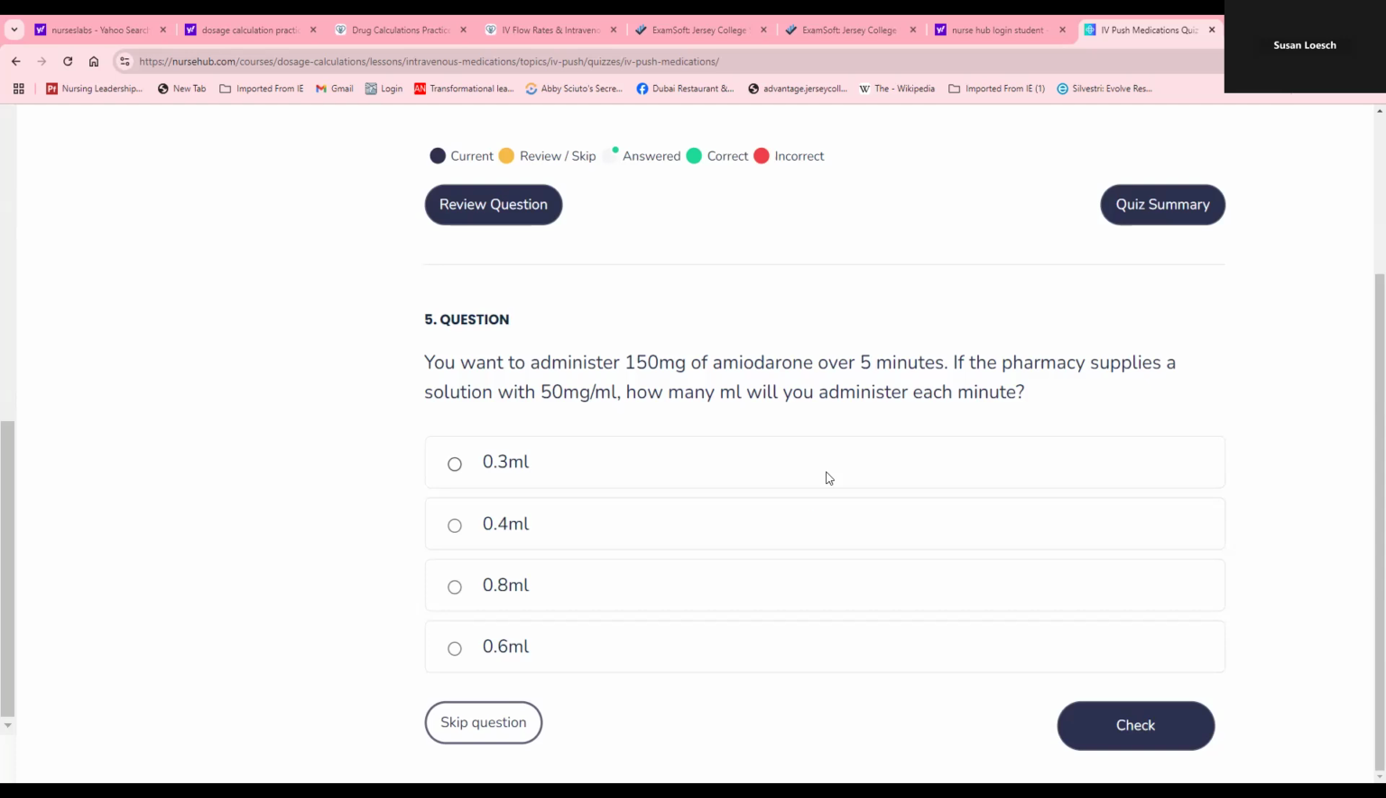Should get 0.15, right? Yeah. So that's how much you're giving every 15 seconds. Now, if you take 0.15 and you multiply that times 4, that tells you you're giving 0.6 every minute. And that's what you just decided a little bit ago, right? 0.6 every minute. Okay.